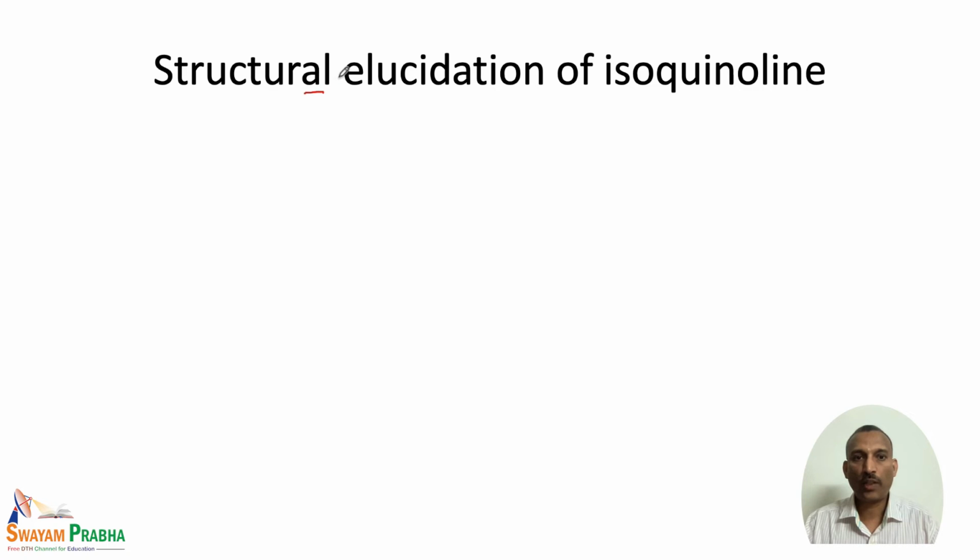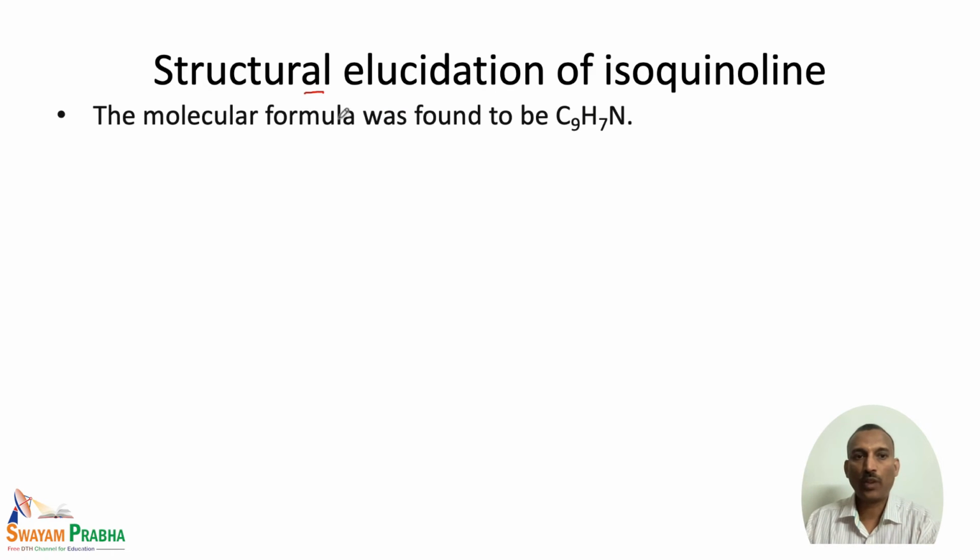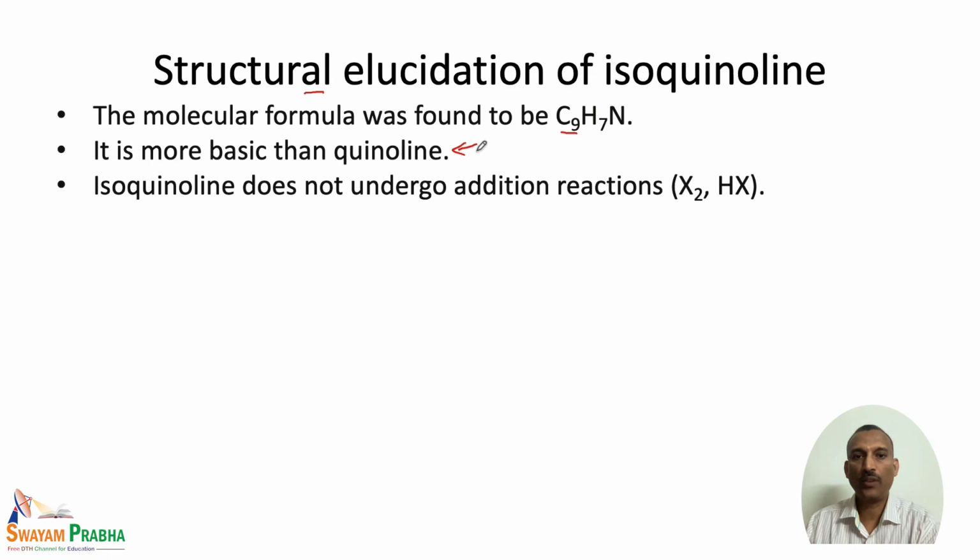Let us move on to the next one, which is the structural elucidation of isoquinolines. The isoquinolines also have the formula C9H7N, very similar to quinolines. These are more basic than quinolines. So, this is one difference, and here again isoquinoline does not undergo addition reactions, similar to quinoline. That means there is no isolated double bond in the case of isoquinoline also.